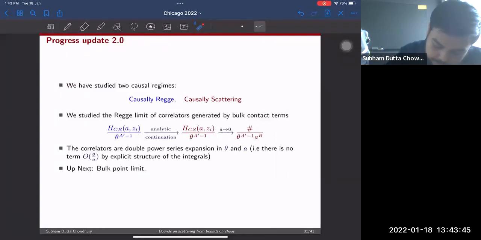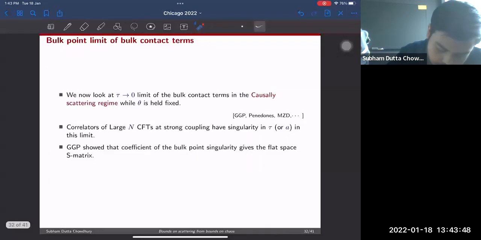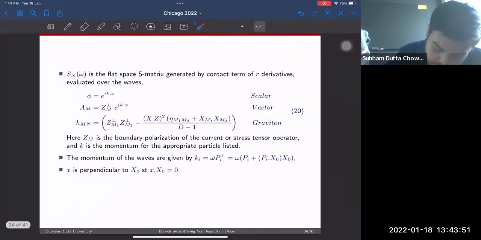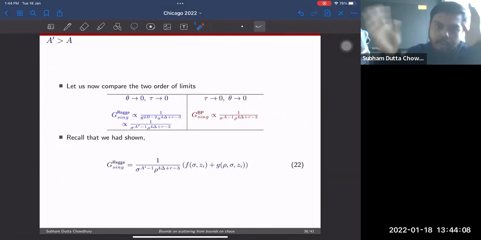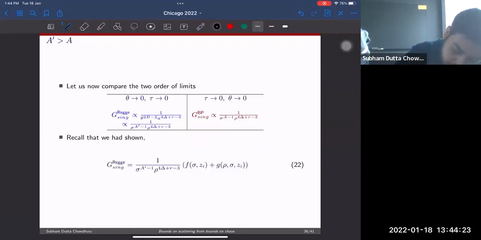Now I'll just go to this. I skipped over the other section, but we are looking at the holographic correlators in two orders of limits. One is that theta goes to 0 first, and then tau goes to 0, and the other limit is you switch it around. This is the same as sigma goes to 0 and then rho goes to 0.